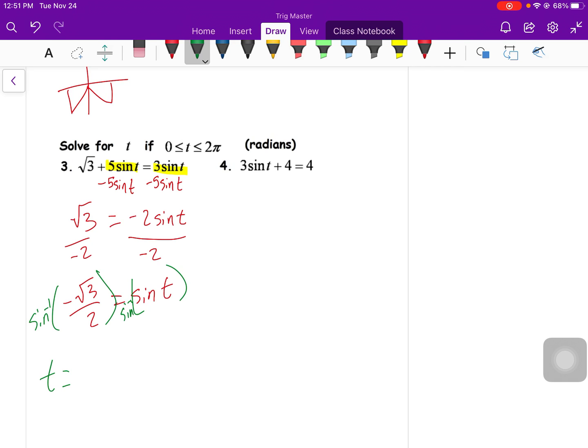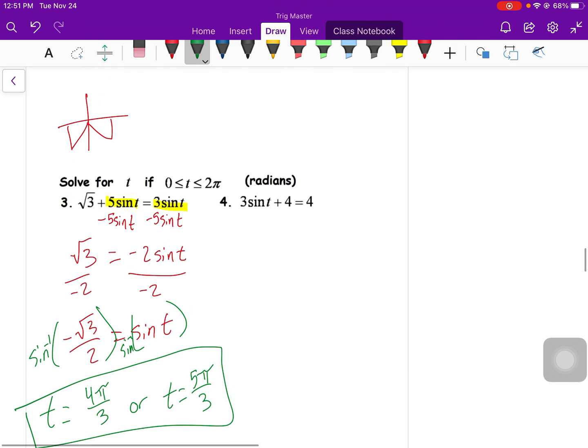That tells me that t is going to equal 4 pi over 3, or t is going to equal 5 pi over 3. The reason I get this is, again, think of our reference angles. If I'm looking at a 60-degree angle up there, that in radians is going to be pi over 3. If I go from here around to there, that's 1 pi plus a reference angle of pi over 3. That gives me 4 pi over 3. If I had started here and gone back pi over 3, that's 2 pi minus pi over 3, which would be 5 pi over 3.